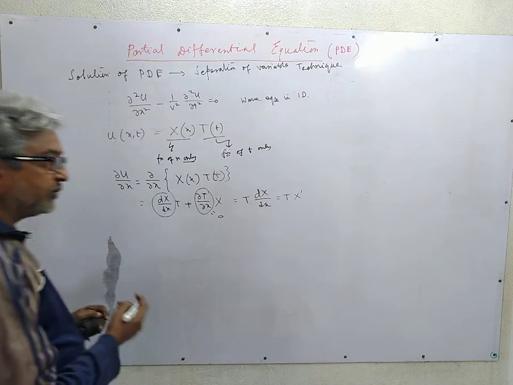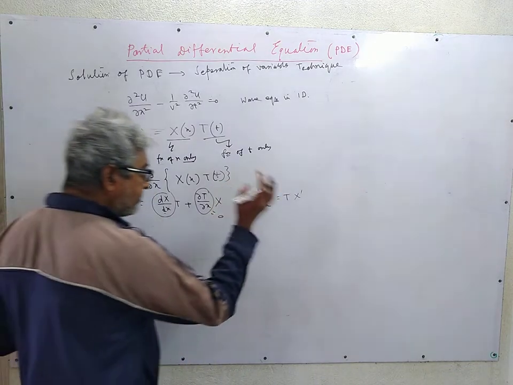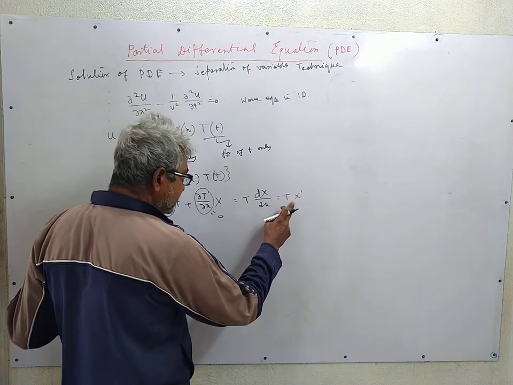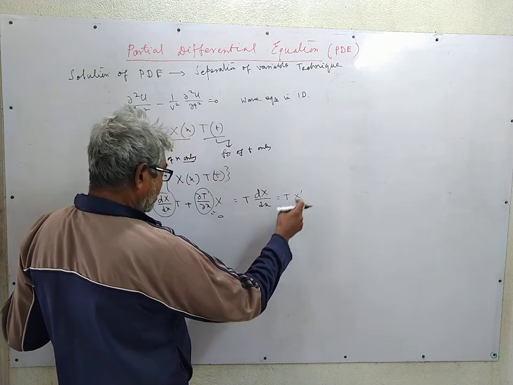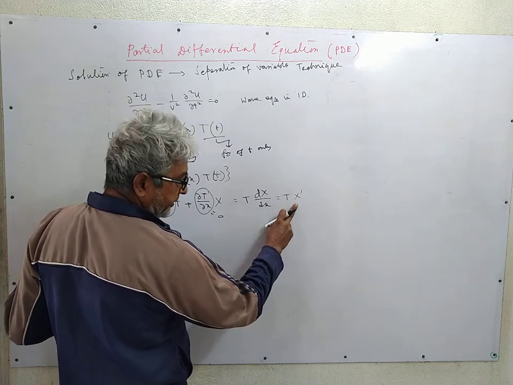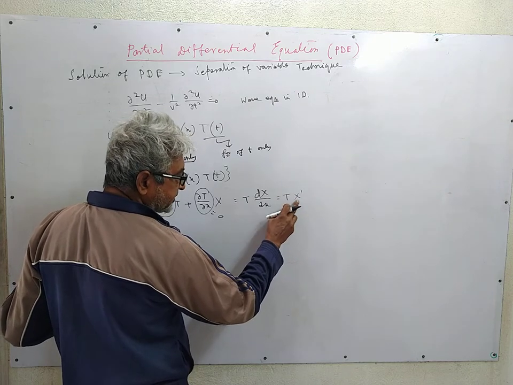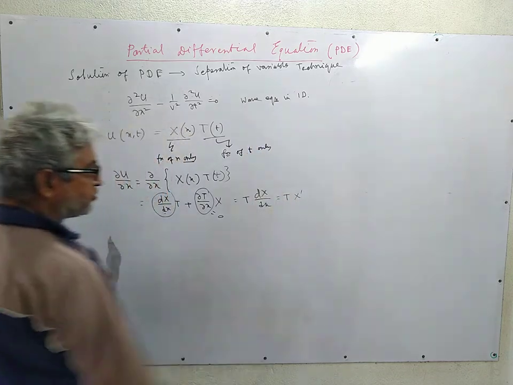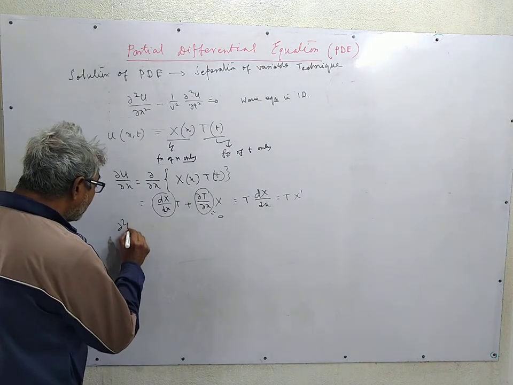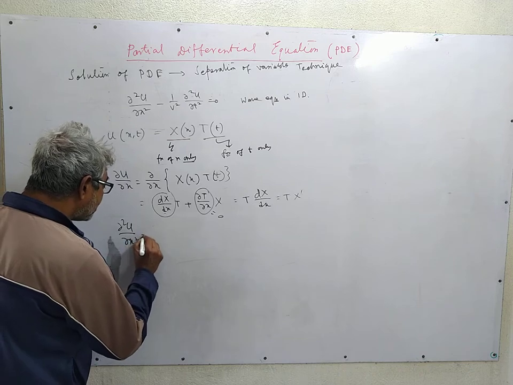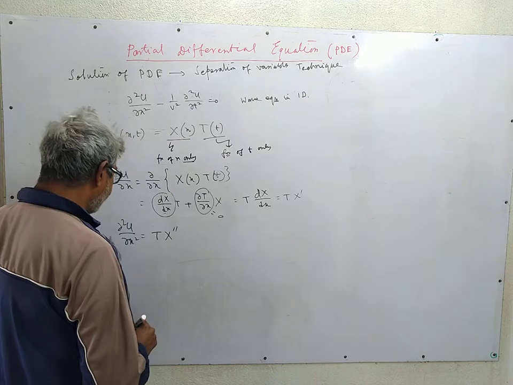There is no confusion using this, because when we write capital X, it is in our mind that capital X is a function of small x. So the prime means it is the derivative of capital X. The non-trivial derivative is the derivative of capital X with respect to small x. In this way we get del 2u del x2 is equal to T times X double prime.